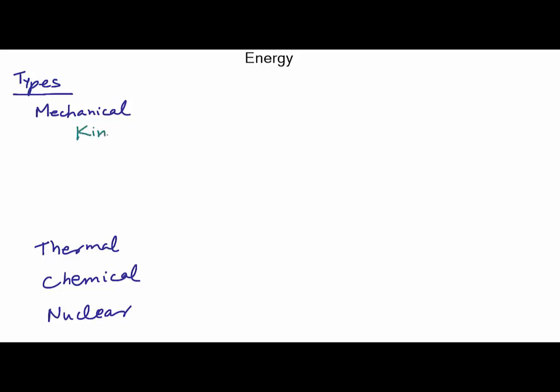At a high level, I can say that there are four kinds of energy. There's mechanical energy, there's thermal energy, chemical energy, and nuclear energy. We'll spend a lot of our time with mechanical energy, which is why I've reserved a lot of room for it. And mechanical energy comes in two basic types. You've got kinetic energy, which has to do with the energy related to motion. And you have potential energy, which has to do with the state or position an object is in.